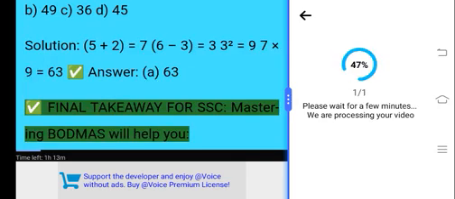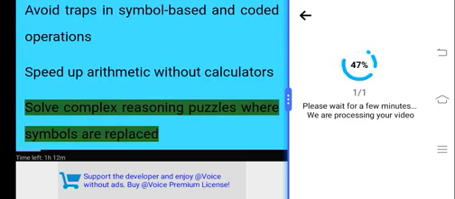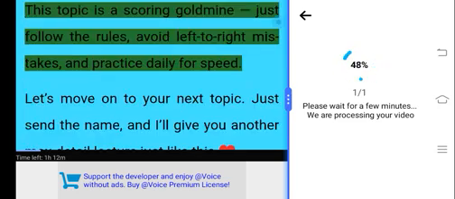Final takeaway for SSC. Mastering BODMAS will help you avoid traps in symbol-based encoded operations, speed up arithmetic without calculators, and solve complex reasoning puzzles where symbols are replaced. This topic is a scoring goldmine. Just follow the rules, avoid left to right mistakes, and practice daily for speed.